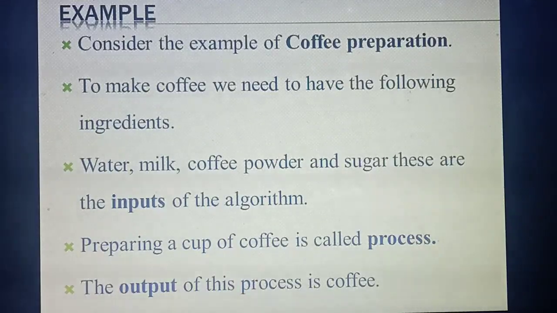The things needed to solve a particular problem, you consider as input. To prepare a coffee, what ingredients do you need? Milk, coffee powder, sugar, water, etc. All these we can take as input. Once the ingredients are ready, you start to prepare a coffee. That is called the process. After completion of the process, you will get a coffee as output.